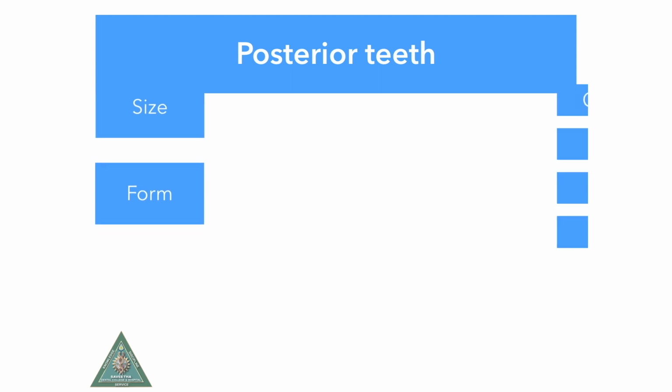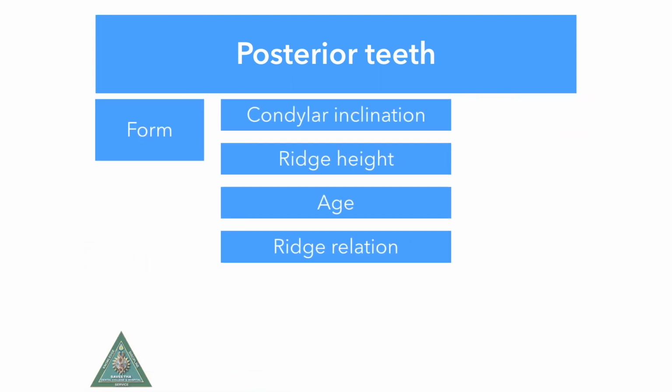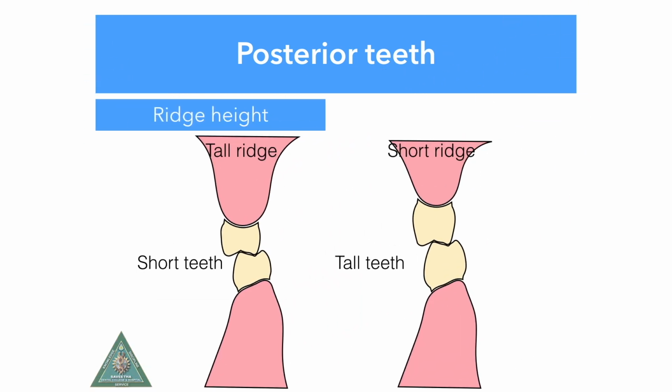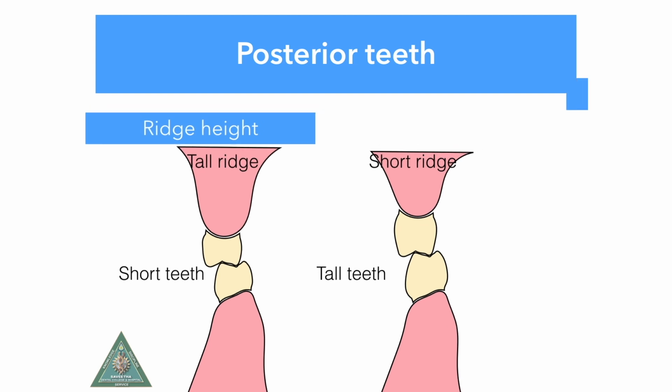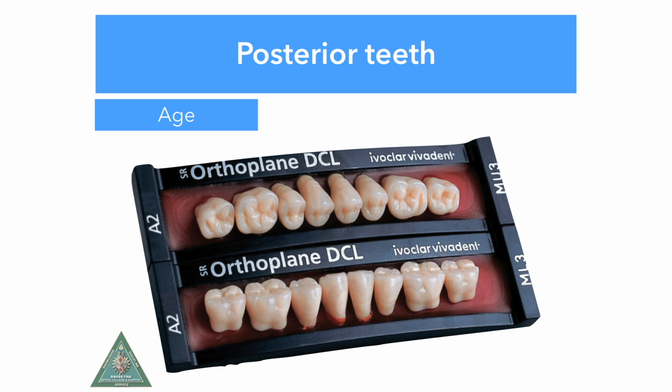So selecting posterior teeth based on form, you can select based on condylar inclination, ridge height, age, and ridge relation. For increased ridge height, the interspace will be less, so you need shorter teeth. Whereas for shorter ridges, there will be more space between them, so you need taller teeth. For more aged patients, they will have lesser neuromuscular coordination. You can give monoplane teeth that will have more freedom of movement. That will be more comfortable for the patient also.